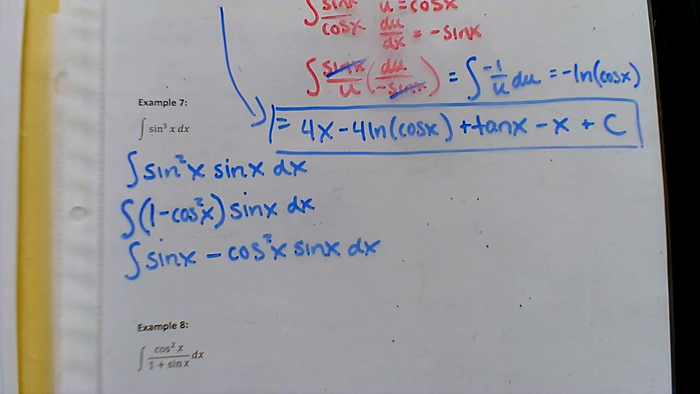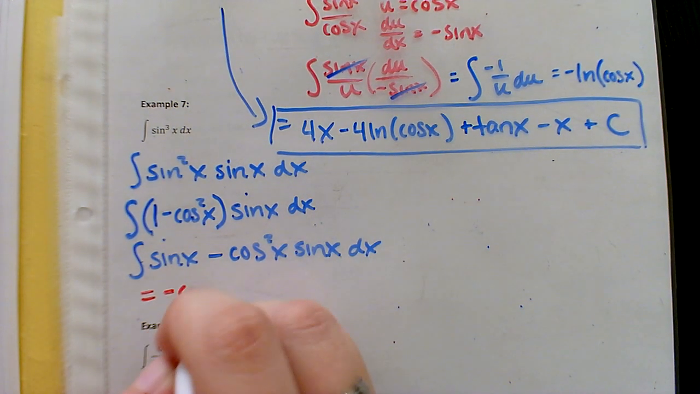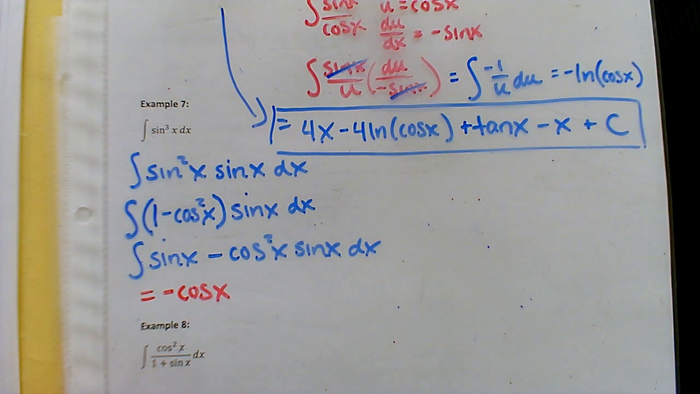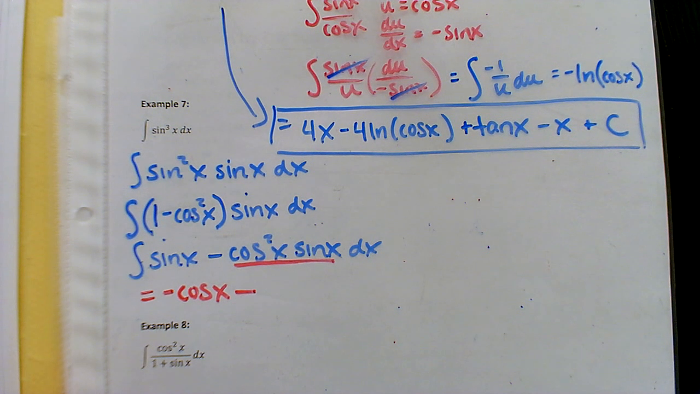Can we easily work backwards from sine? Yep, that'd be negative cosine. And then we need to subtract the antiderivative of the next piece. So I'm going to go ahead and write in minus there. How might we take the antiderivative of cosine squared times sine?